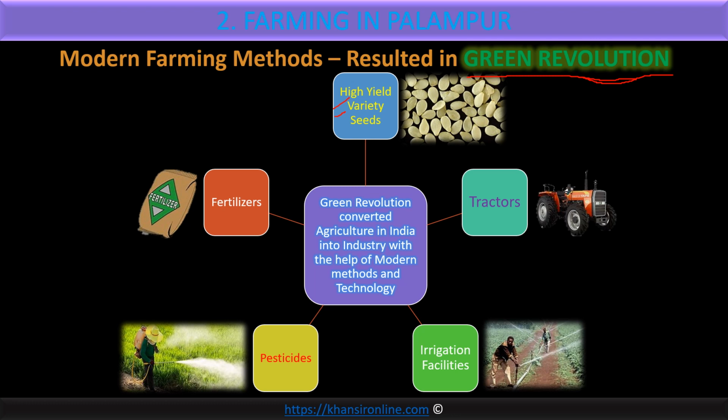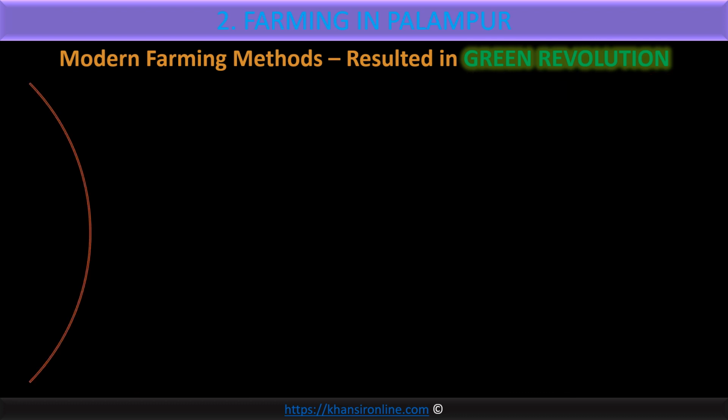So all these major components of the green revolution or the modern farming methods: HYV seeds, tractors, threshers and some other machines too, irrigation facilities, pesticides and fertilizers. 1, 2, 3, 4, 5 components. Remember these 5 components, as they can be asked as a 5-mark question. Let us see something more about the green revolution or the modern farming method.